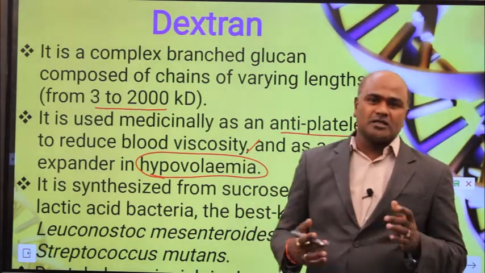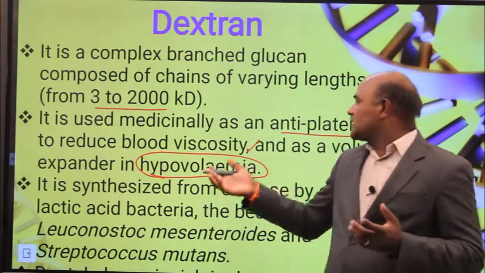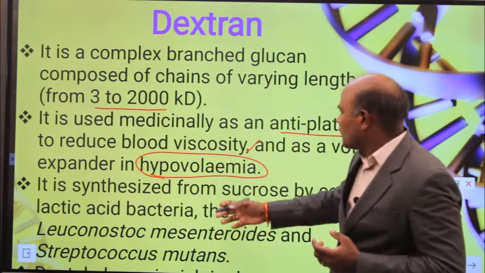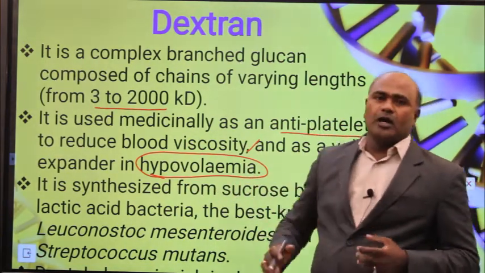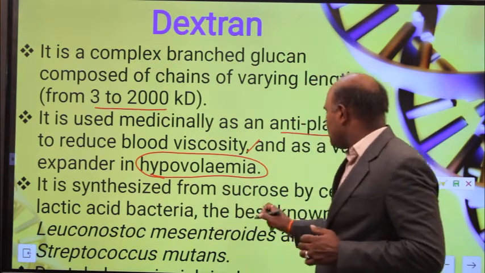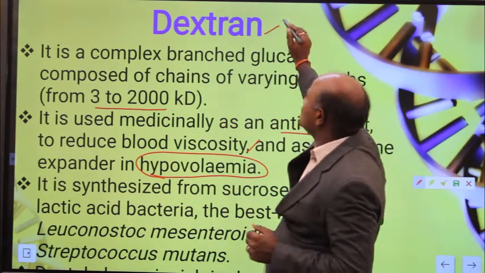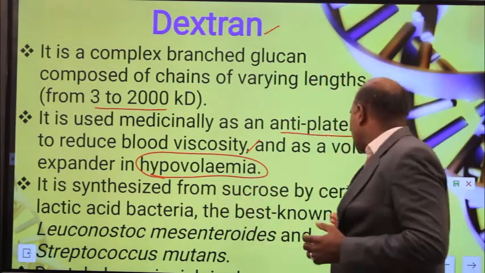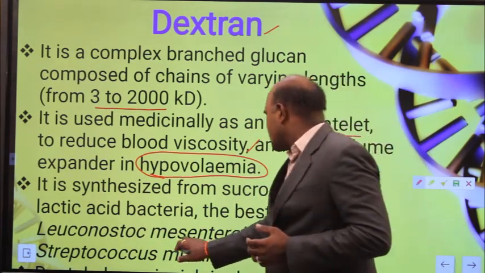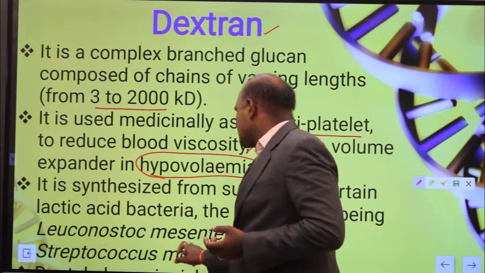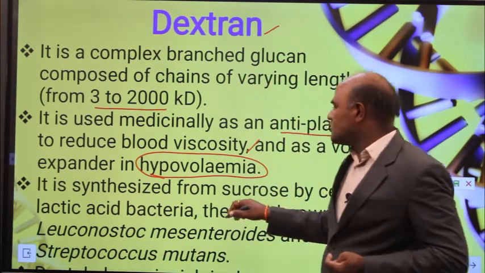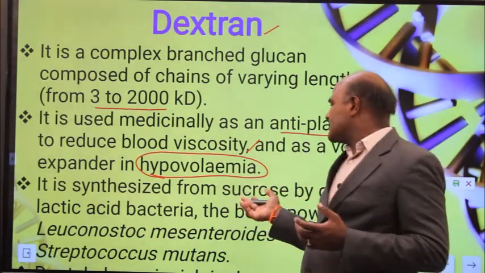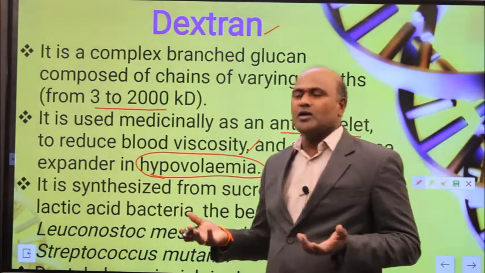They have medical applications: anti-platelet to reduce blood viscosity, and as a volume expander, to expand volume in hypovolemia. And it is synthesized from sucrose by certain lactic acid bacteria, the best known being Leuconostoc mesenteroides and some of the mutants. These are the bacteria they use to synthesize it. We have provided some examples here. You can look later.